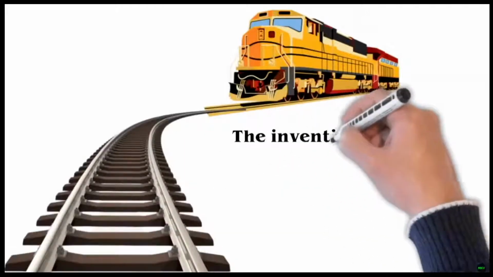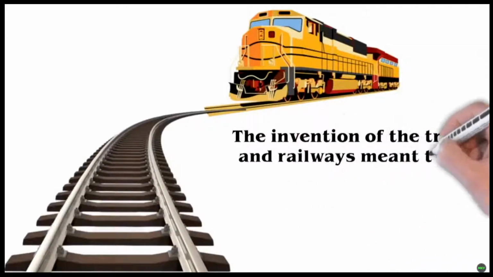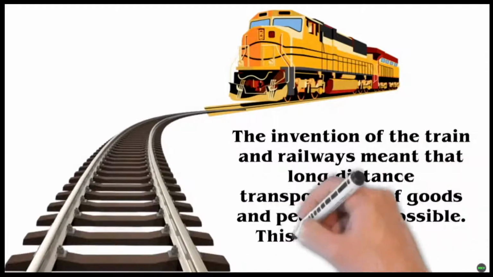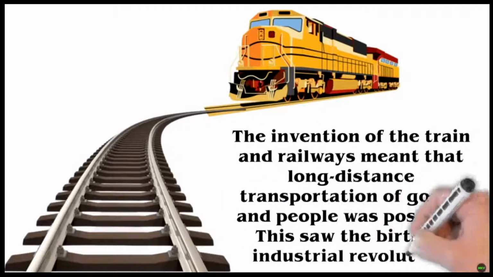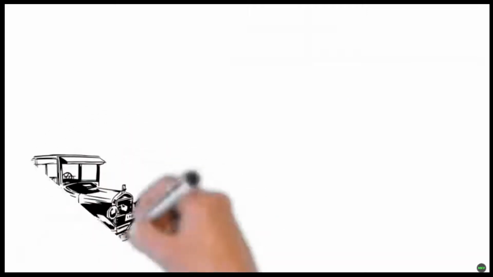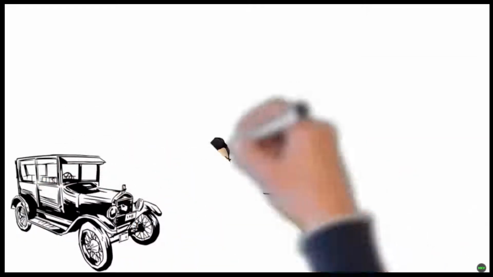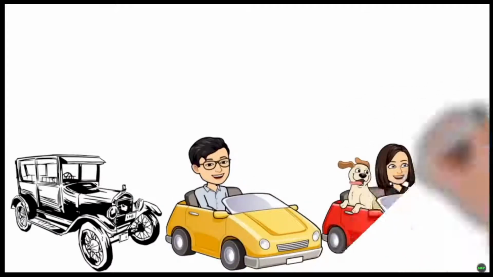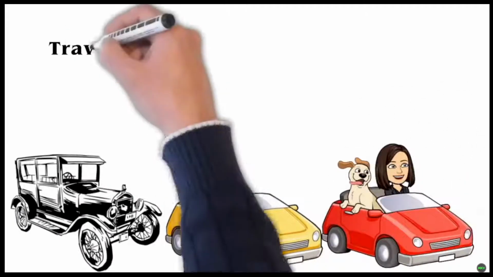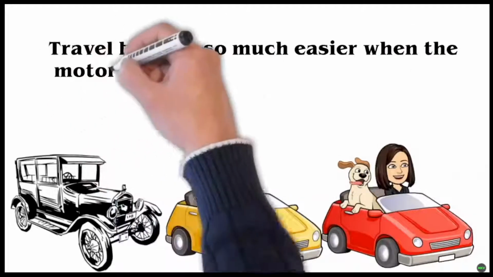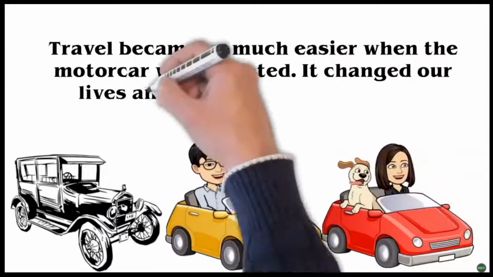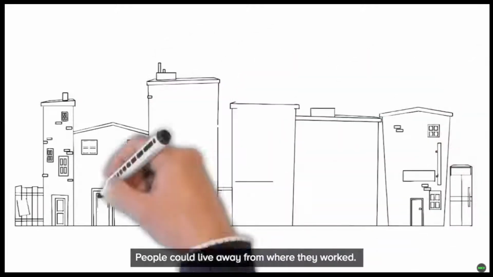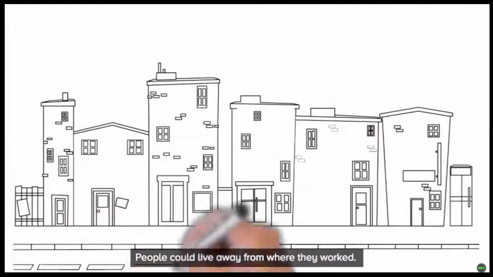The invention of the train and railways meant that long-distance transportation of goods and people was possible. They saw the birth of the Industrial Revolution. Travel became so much easier when the motorcar was invented. It changed our lives and meant that people could commute easily, meaning people could live away from where they worked.